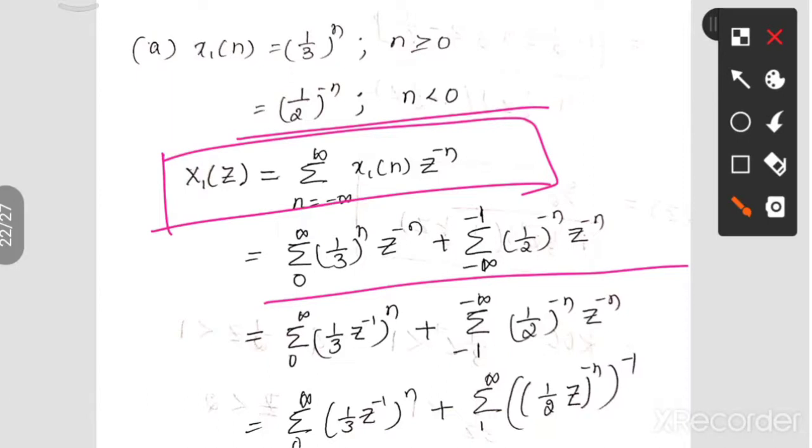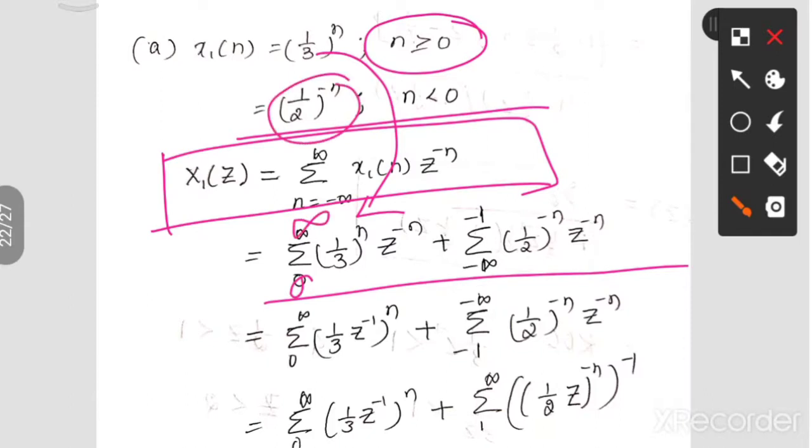In that we can write 1 by 3 raised to n into z raised to minus n, present when n is greater than 0, which is 0 to infinity. Then plus another signal we have, that is n is less than 0, which is 1 by 2 raised to minus n into z raised to minus n, and its limit is from minus infinity to minus 1.